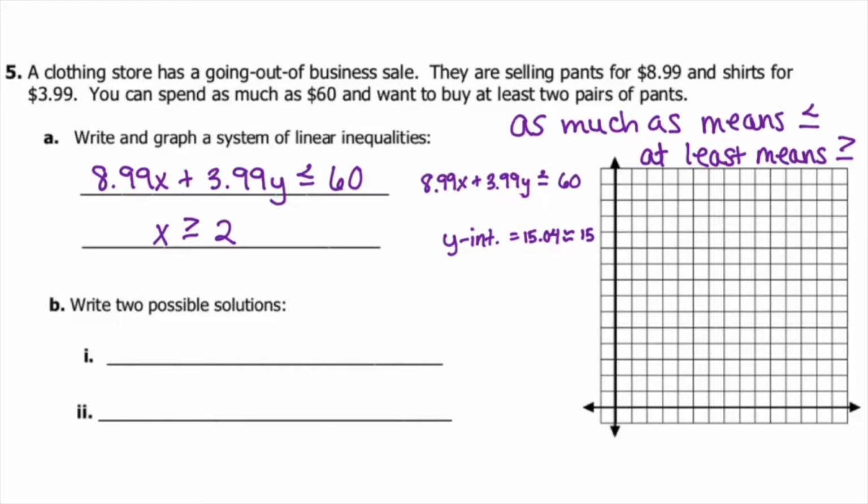When you divide by, hold on, let me show you. When you divide by 3.99, 60 divided by 3.99 is 15.04, which is approximately 15. Then you're going to do the same thing to find the x-intercept. So we cover over the y. That means we would have to divide by 8.99 on both sides, which would leave you with the x-intercept of 6.67, which again, like I said before, graphing is not the most accurate way to find any solution. Graphing is the least accurate way.